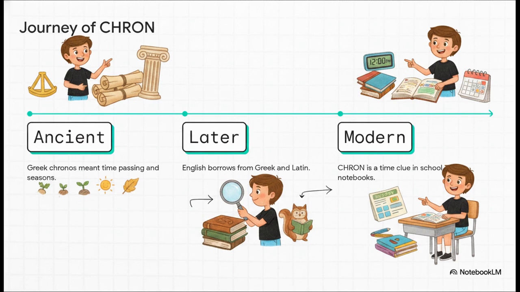Well, the ancient Greeks used the word chronos to talk about time passing, the changing of the seasons, and the order of events. Flash forward a bit, and the English language suddenly needed new, precise words for science and history, so it borrowed heavily from Greek and Latin. And that is exactly why CHRON shows up so frequently today. It literally traveled from an ancient scroll through Latin texts straight into your vocabulary.